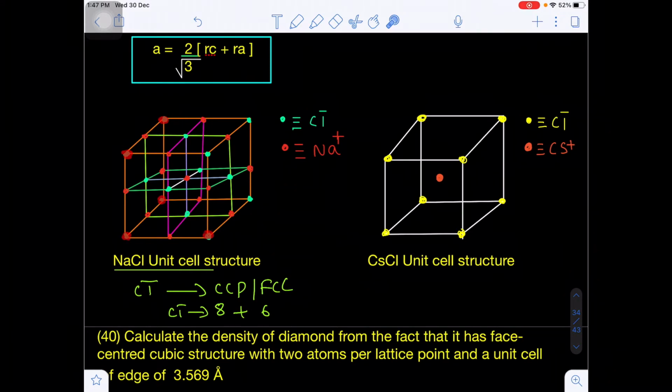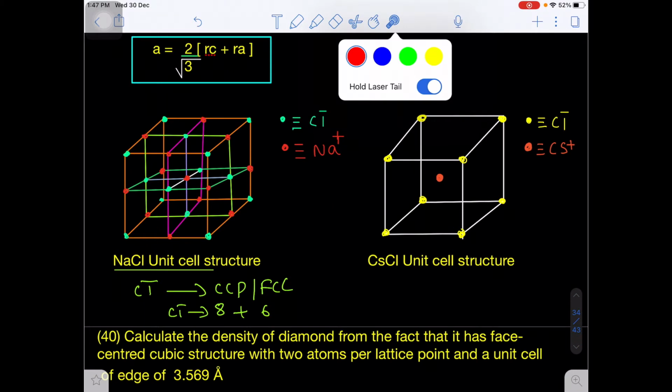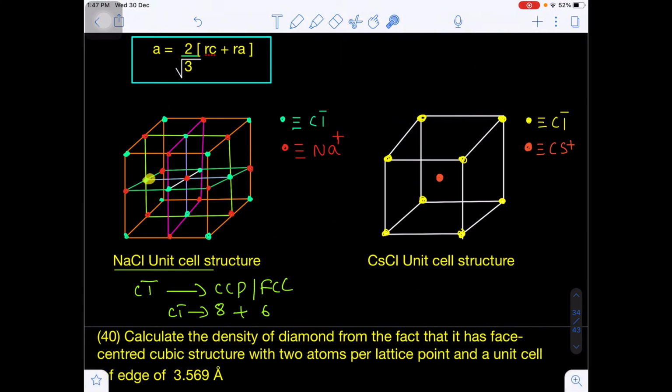So at 8 corners, 8 Cl minus ions will be present, and also 6 face centers. At each face center one more chloride ion will be present. So total 8 plus 6, 14 Cl minus ions will be present. This type of arrangement is called cubic close packing or face centered cubic crystal.